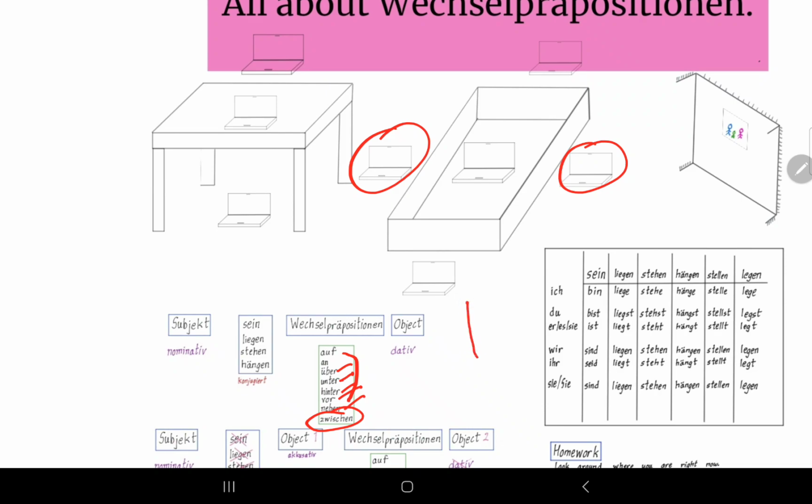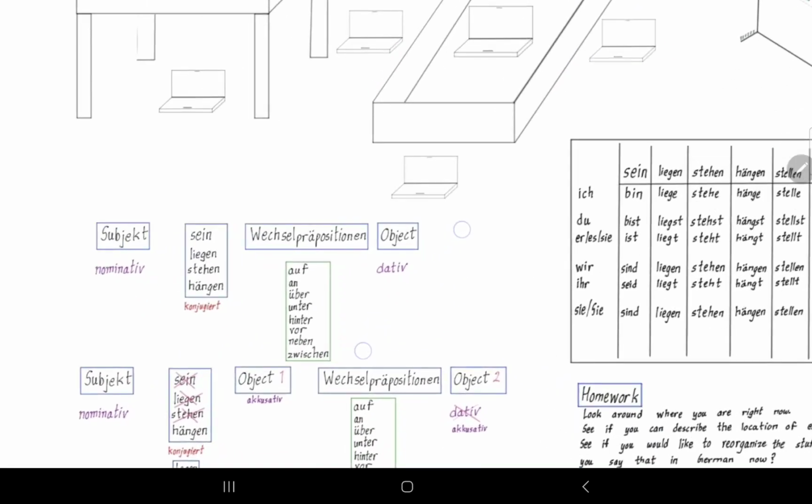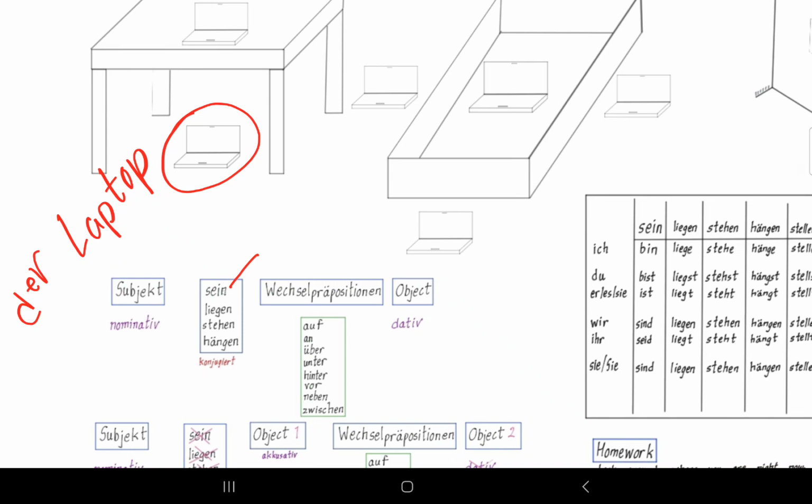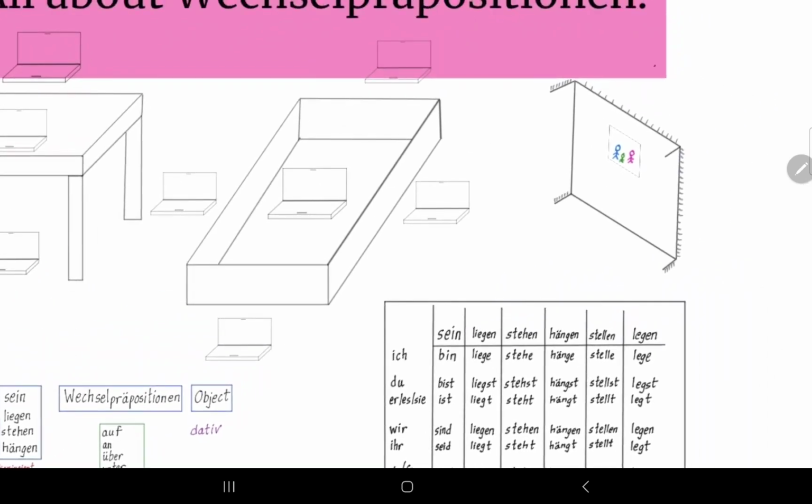Now let us look at the grammar. So let's say I want to say that laptop, I mean, people say sometimes it is there, sometimes it is thus. Let's go with there. So the laptop there. Now to describe position, you can use the verb sein. Something is somewhere, you can use sein, but you can also use liegen, stehen, hängen. Hängen is obvious, it will mean hanging. You can say the picture is on the wall or the picture is hanging on the wall.